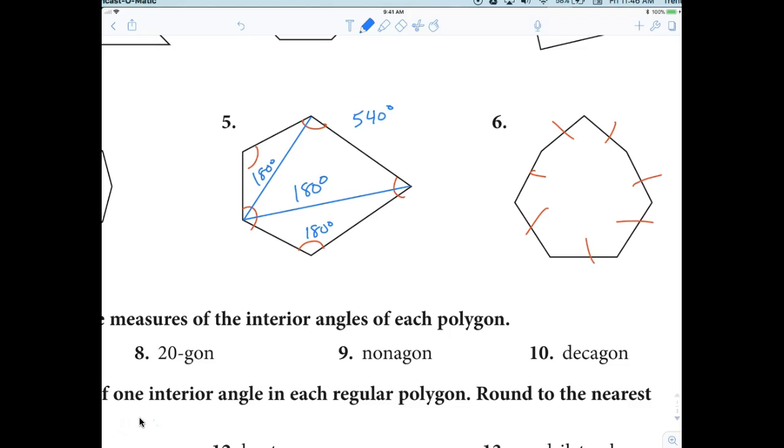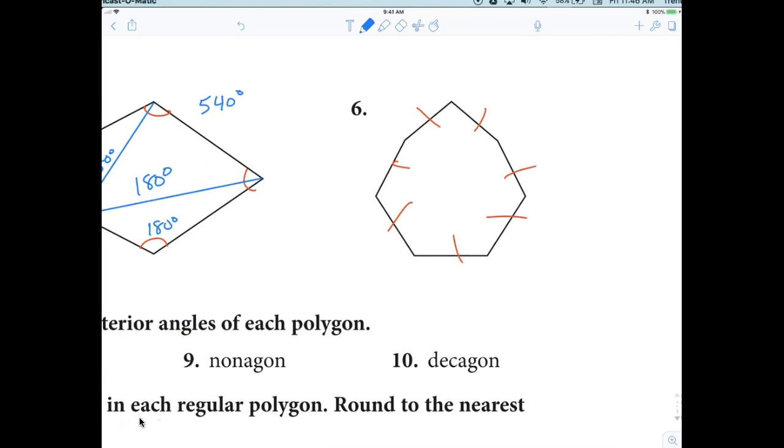Now I want to take a look at question number 6. It's the same exact principle. Watch what I'm doing. I'm going to divide this into what again? Triangles. How many triangles do you have? 5. And all the angles of a triangle add up to 180. So it would simply be 5 times 180, which is 900 degrees.